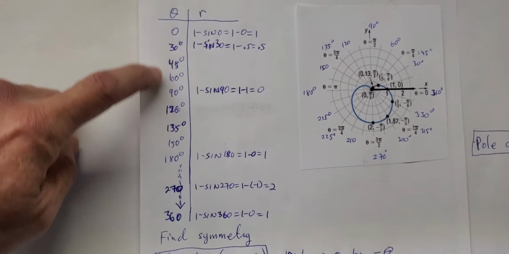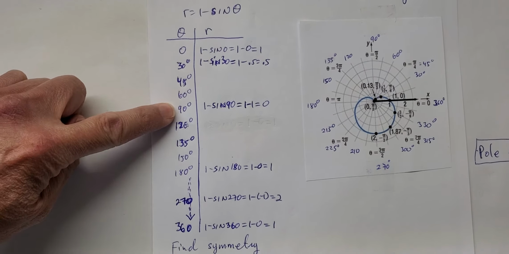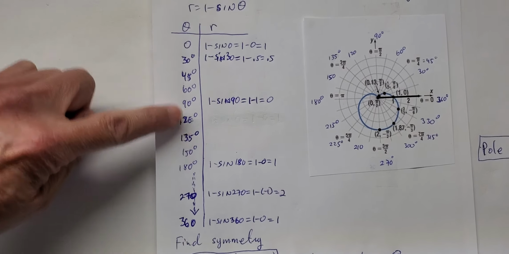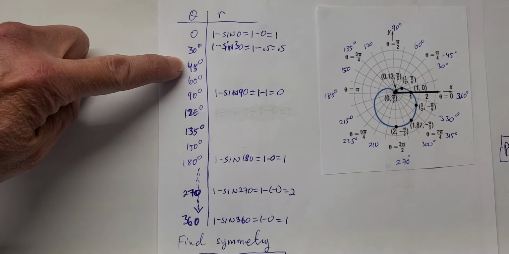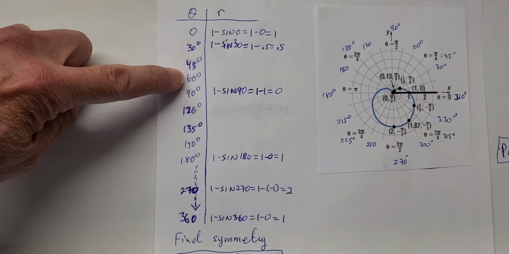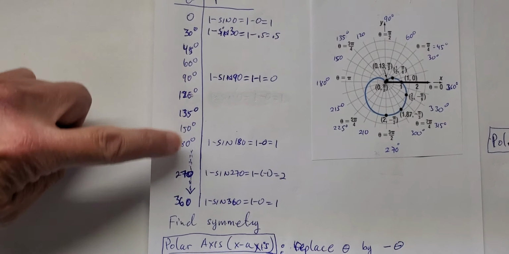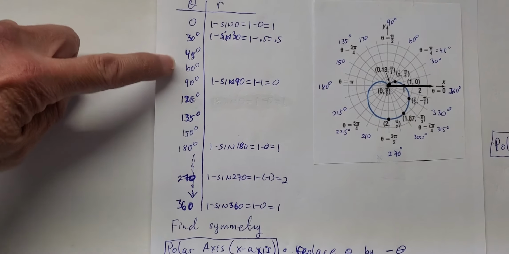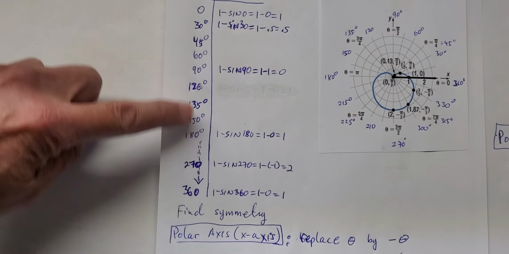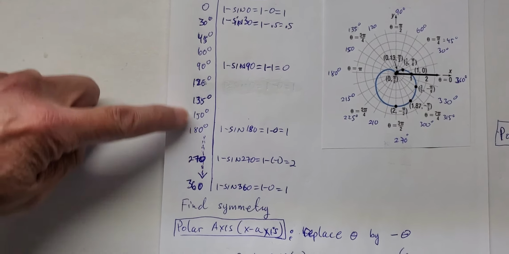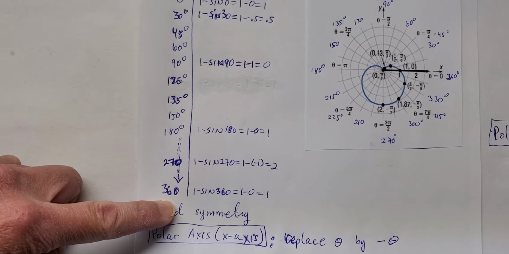Same thing with all of the other equations, using this table. Always use 0, 30, 45, 60, 90. Where did these come from? 90 plus 30, 120. 90 plus 45, 135. 90 plus 60, 150. And continue on. 180 plus 30, 180 plus 45, 180 plus 60. Same thing with 270: 270 plus 30, 270 plus 45, 270 plus 60, and so on. Once you get to 360, then you don't need to redo that again.